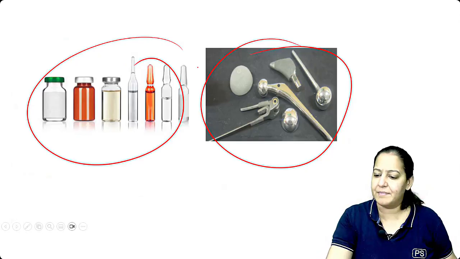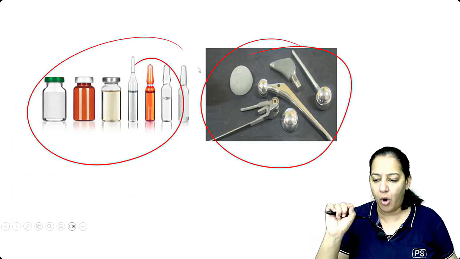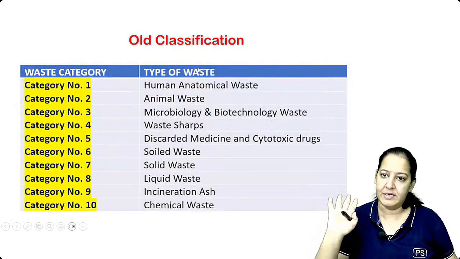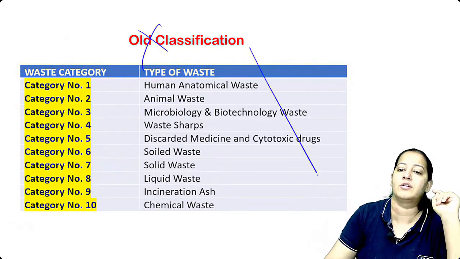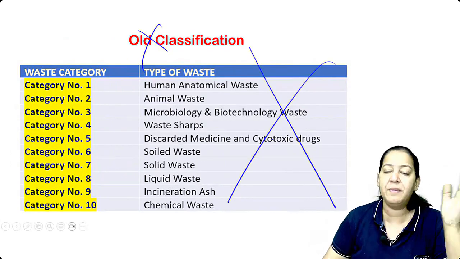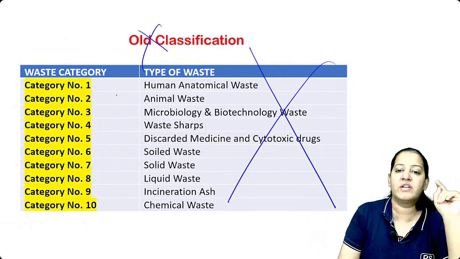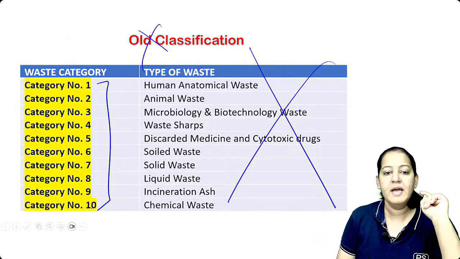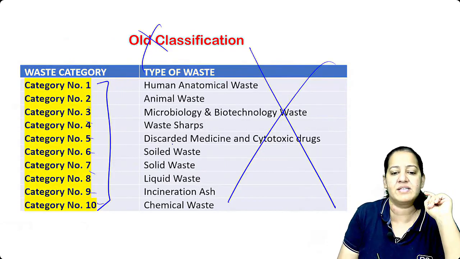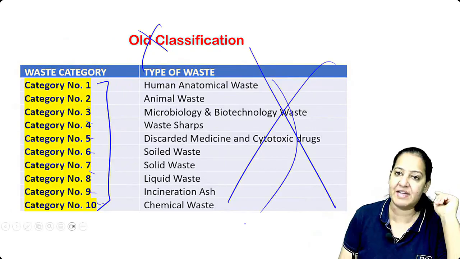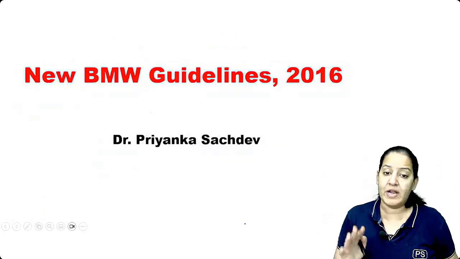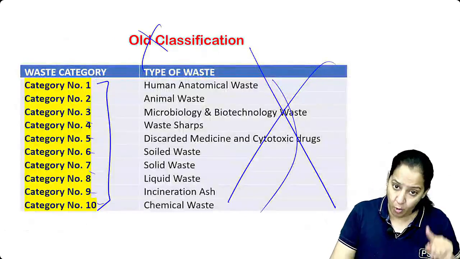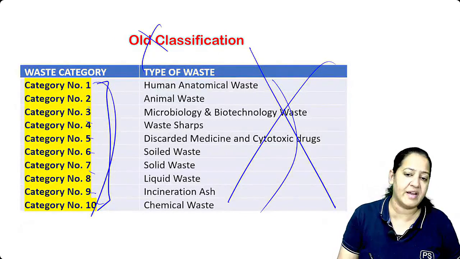Don't learn the types. I will tell you in which dustbin we will discard what. This is the old classification. I'm just showing you for your knowledge. Please don't learn it. Initially, before 2016, we used to divide the waste into 10 categories, category 1, 2, 3, 4, 5, 6, 7, 8. But there is overlapping in the categories and the classification was not good. That's why I'm going to tell you the new guidelines now. In the old guidelines, we divided the waste into 10 categories. We do not follow it.